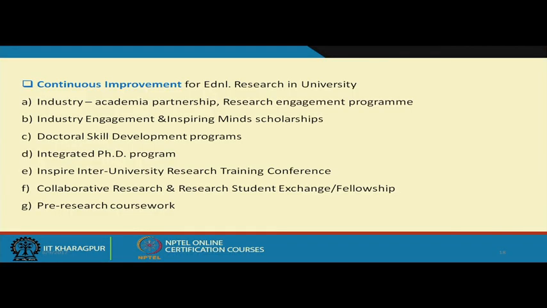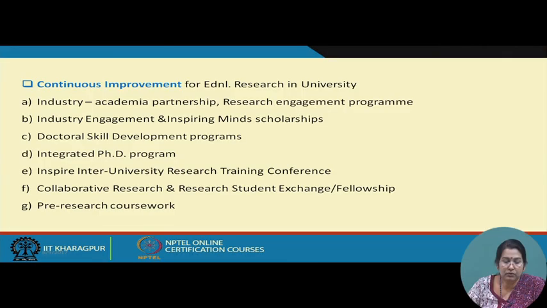So, both the partners, mutually sitting with each other and having a dialogue and discussing all the issues, can also set up some kind of research engagement programs. Often the industry people also sponsor internship programs, some kind of scholarship programs, some kind of student exchange programs. So, this kind of activity promotes research quality.